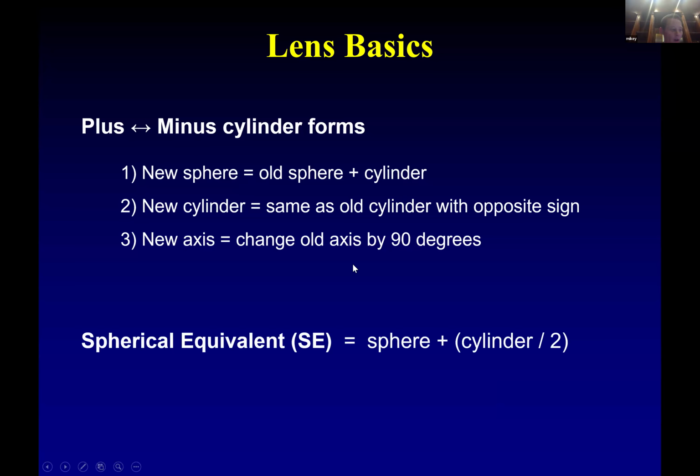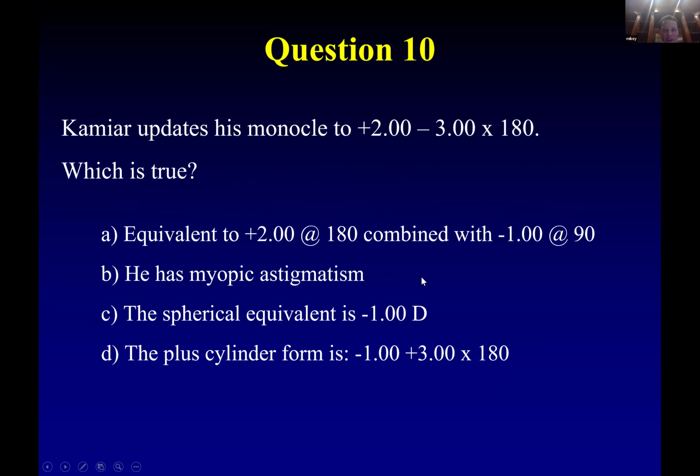Okay, and now this gets us to our last question, the first half of this thing. So Camrier went and got himself a new monocle. It's now +2 -3 axis 180, and I want to know which is true. And I think this is a more typical OCAP-y type question. So I'll give you a minute for this.